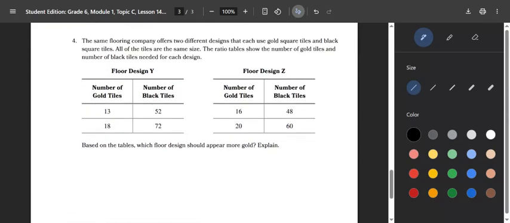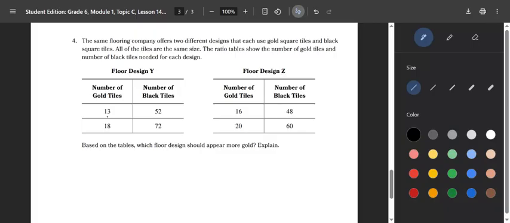Number 4, the same flooring company offers 2 different designs that each use gold square tiles and black square tiles. All of the tiles are the same size. The ratio table shows the number of gold tiles and the number of black tiles needed for each design. All right, so floor design Y, my ratio is 13 to 52. Floor design Z, my ratio is 16 to 48.